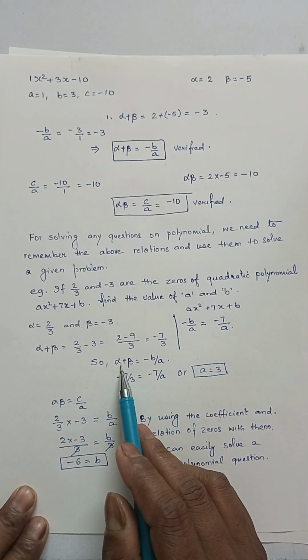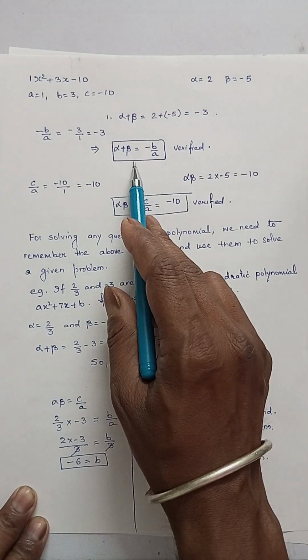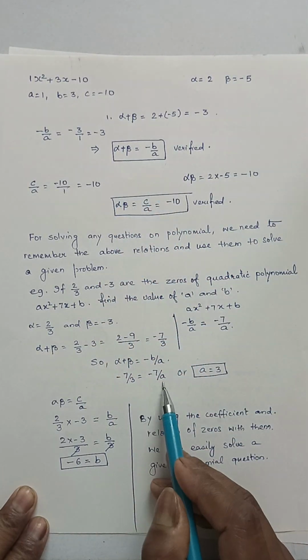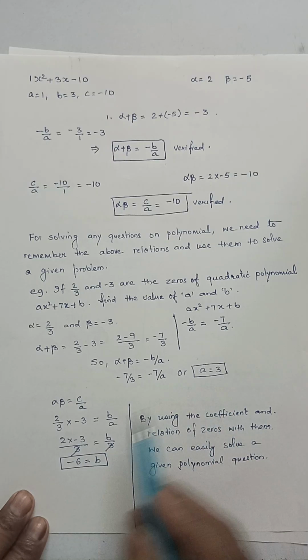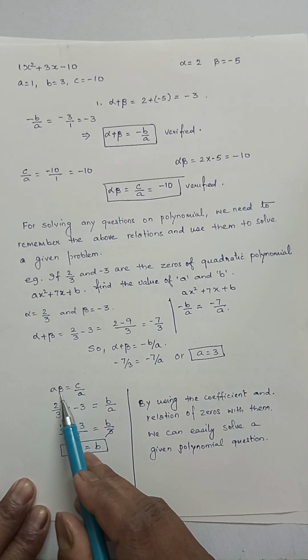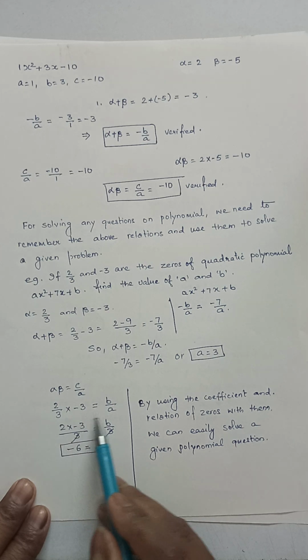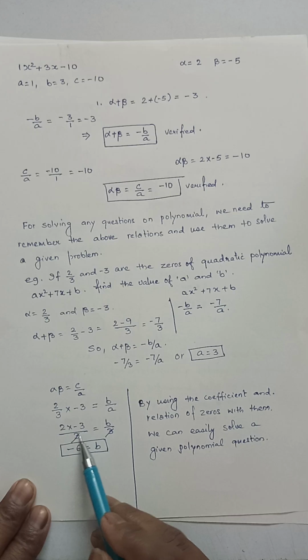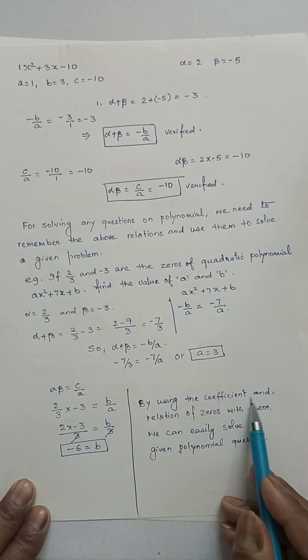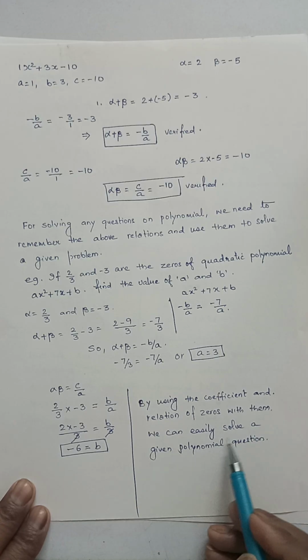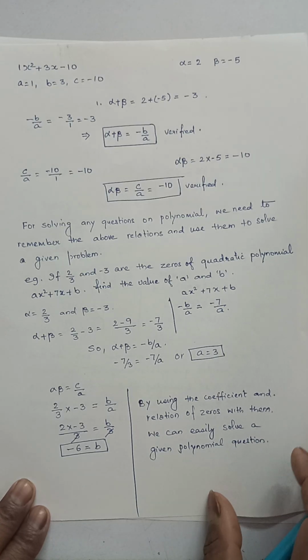Now equating this, we have already found this relation here, alpha plus beta equals minus b by a. Putting here the values, we get a equals 3. And from the second relation, alpha beta equals c by a, we get 2 by 3 multiplied by minus 3 equals b upon a. On solving these values, we get b equals minus 6. So by using the coefficients and the relations of zeros with them, we can easily solve a given polynomial question.